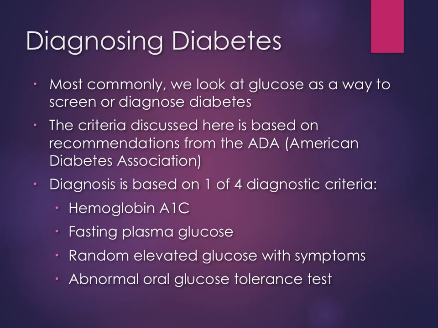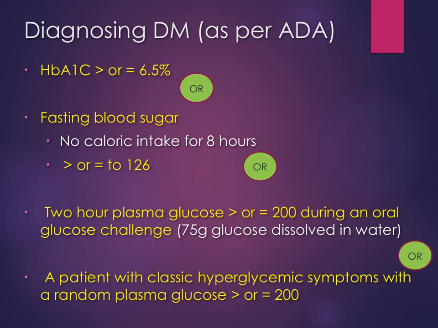Now let's talk about the actual diagnosis of diabetes. Most commonly, as we've discussed, we look at glucose as a way to screen or diagnose diabetes. The criteria we're going to talk about is based on the recommendations from the American Diabetes Association. We're going to make this diagnosis based on one of 4 diagnostic criteria: the hemoglobin A1C, like I just mentioned, the fasting plasma glucose, a random elevated glucose with symptoms, and an abnormal glucose tolerance test. You only need one of these things to make the diagnosis, although typically you would probably have multiple tests being positive, but you don't need to do that.